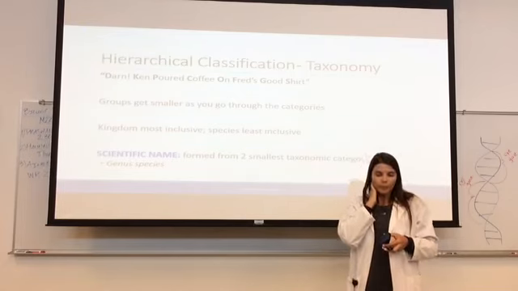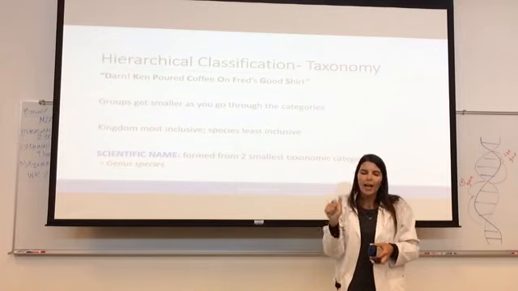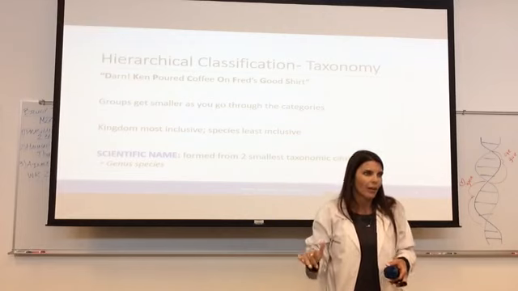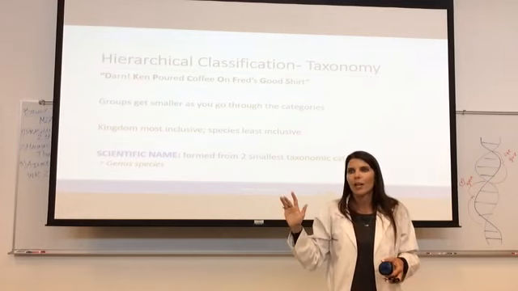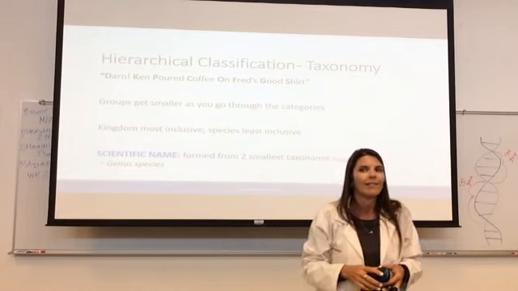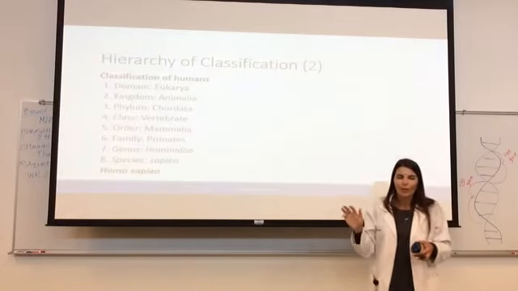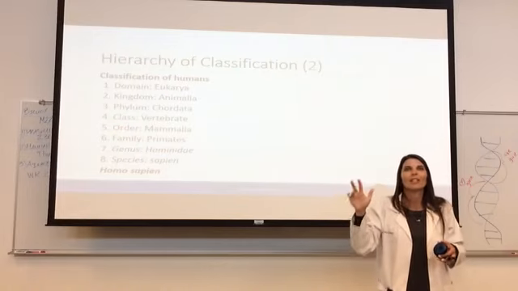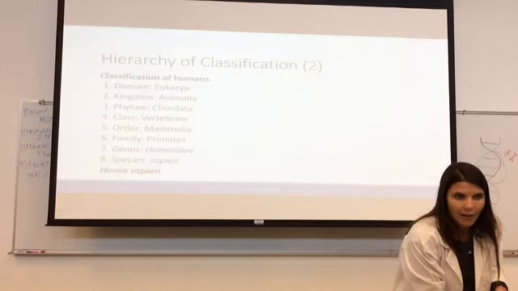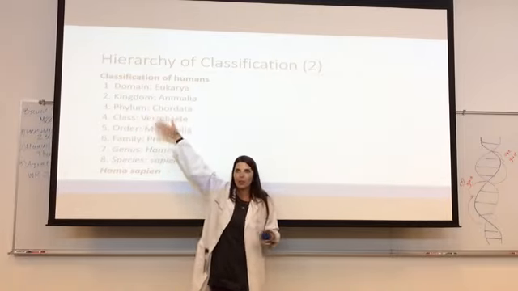A question on the test may say, you have a class, order, species, and phyla. Which one is most inclusive? Phyla. So it may not have domain and kingdom. You need to be able to say whichever one ranks the highest. Does that make sense?